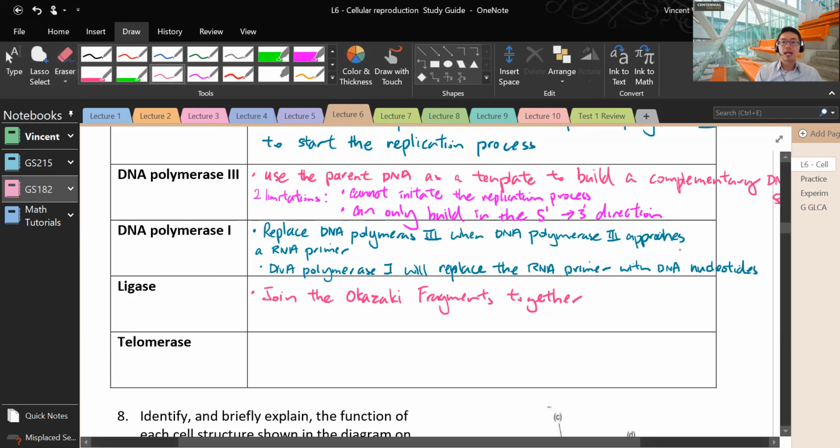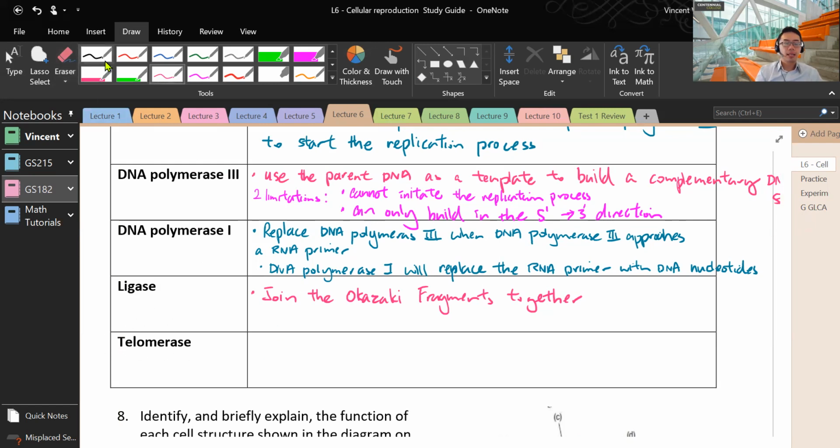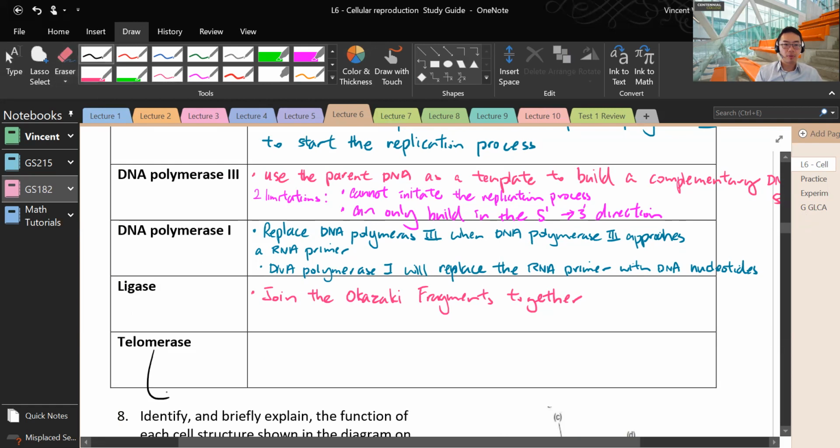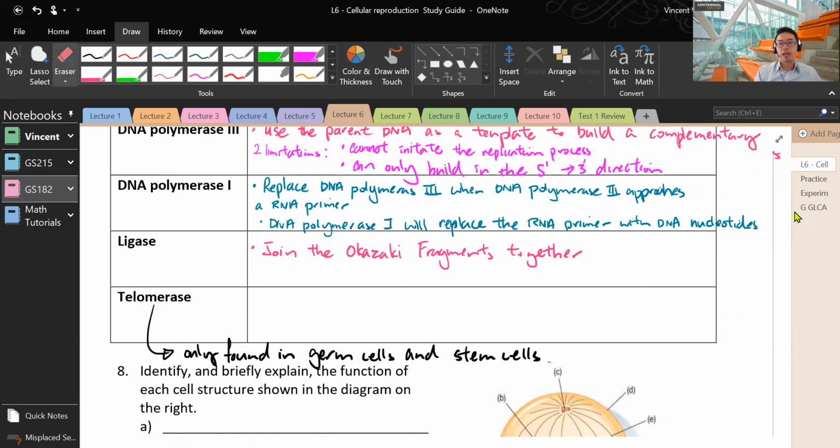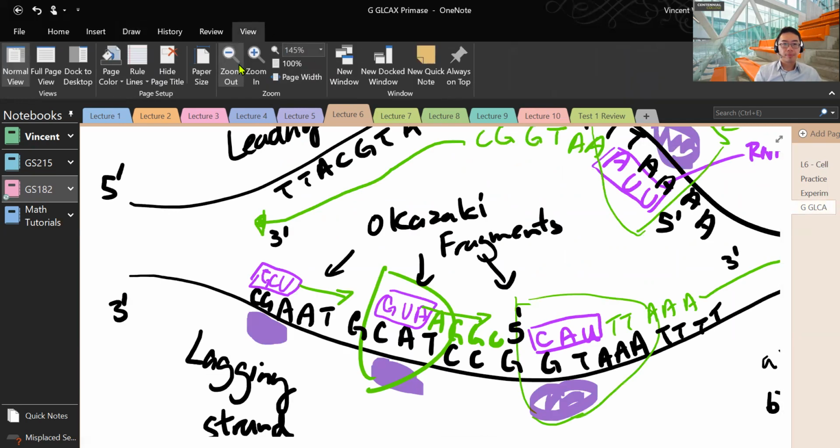And then there is something called telomerase. Okay. And I should explain what telomerase is. This is only found in germ cells. Germ cells are the cells that become sperm and egg, okay? And stem cells. Okay. So what do we need the telomerase for, and why is it important? Allow me to explain in this diagram again.